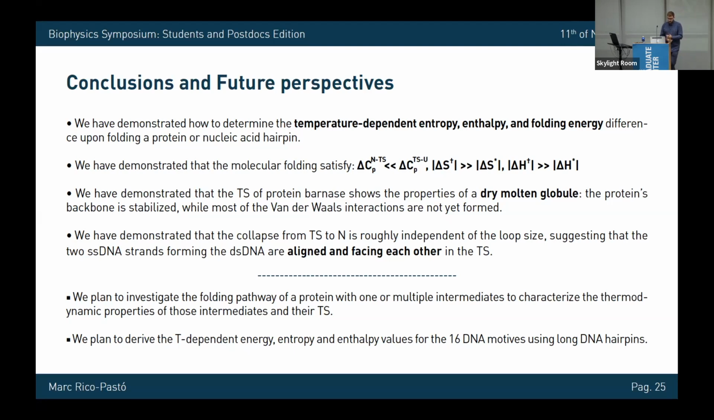Finally, I am also finishing an analysis using long DNA hairpins in order to study the enthalpy, entropy, heat capacity change, and folding energy for the 16 DNA motifs that form the nearest neighbor model, finding that we can clearly see a difference in energy, enthalpy, and entropy for the different 16 motifs, as expected from the literature, but also we are finding a strong sequence effect in the heat capacity change. It would be interesting because this can be used to improve PCR experiments, where the temperature is a really tricky element to improve.